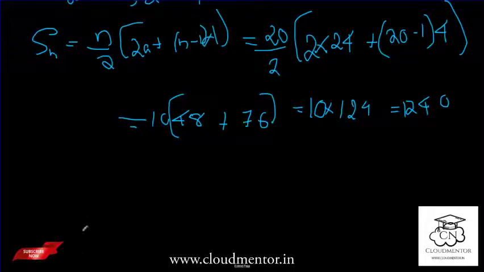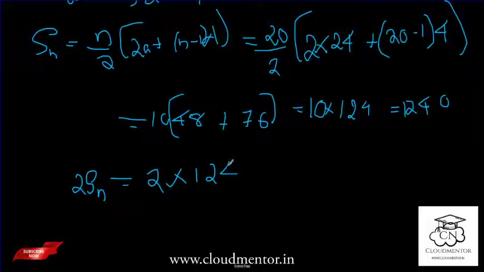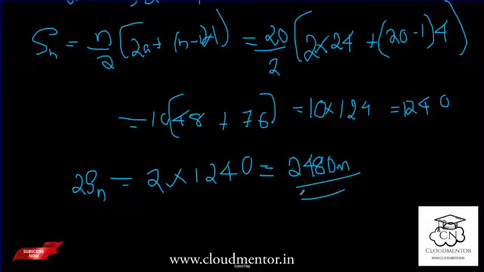So 2Sn, it is equal to 2 multiplied by 1240, and that is equal to 2480 meters. Hope you got this. So moving to the next question. The sum of three numbers in AP is -3 and their product is 8. Then the sum of squares of the numbers is dash.